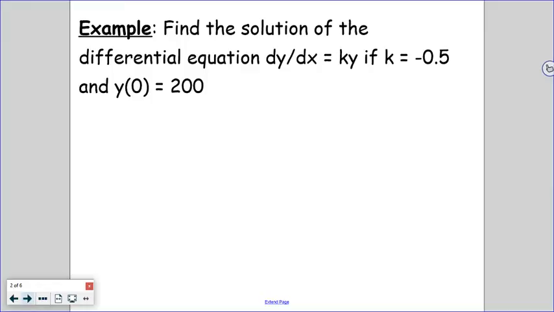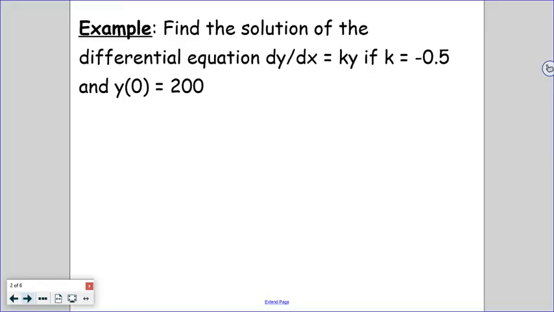First one we're going to start with. Remember that when it asks us to find the solution of the differential equation, our goal is to get to y equals at the end, right? That's the solution. On this one, and you'll see this in your assignment, it gives you some weird setup. It says dy/dx equals k times y if k equals negative 0.5. And then they give us some initial conditions off to the side, that y of 0 equals 200.